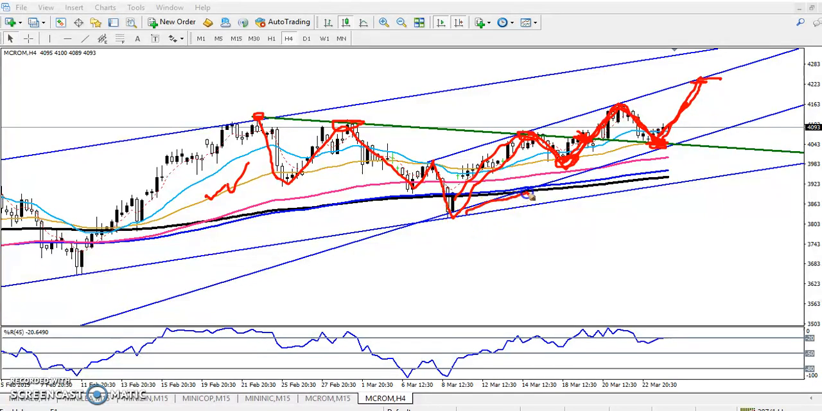Now we can see the price is running in a small range, right? So those people who bought here, you just keep your SL just below this previous lower point, and the next target will be around 4250. This is the 4 hour.